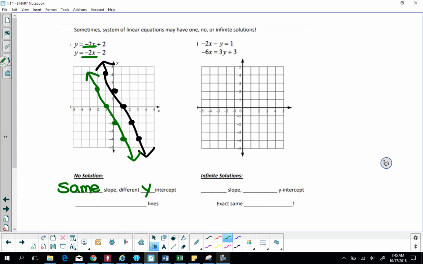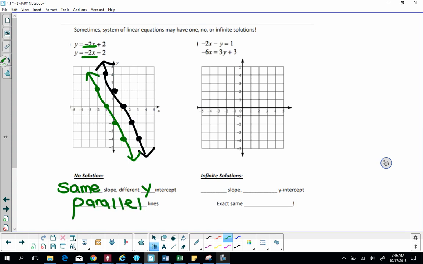And I heard parallel. So when you have two lines that have the same slope, but they have different y-intercepts, they have different starting points. See how they're never going to touch? It's like when you're driving and there's two lanes, one's going one way, one's going the other, they're never going to touch. Those are parallel lines. And how we know they're parallel is it's same slope but different y-intercepts. Those are known as parallel lines.